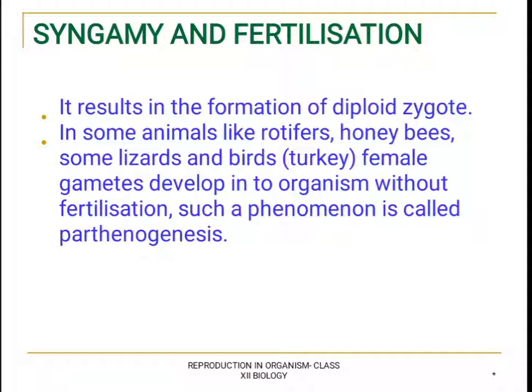Parthenocarpy is also one of the processes in which the production of fruit takes place without fertilization of ovules. Thus, it results in formation of seedless fruits, and it may occur naturally or it can be induced artificially.